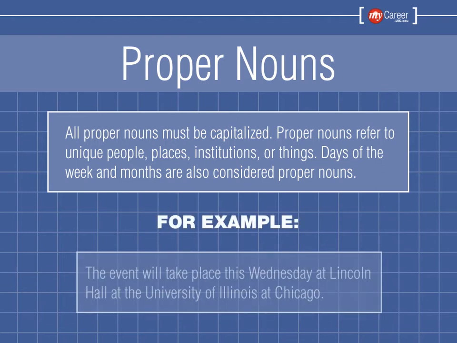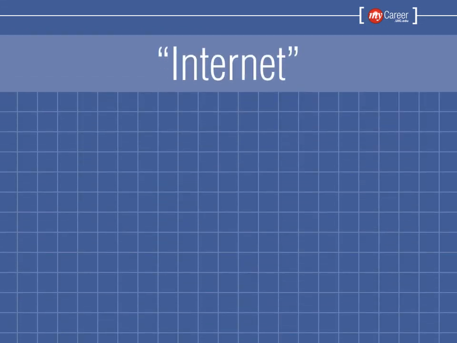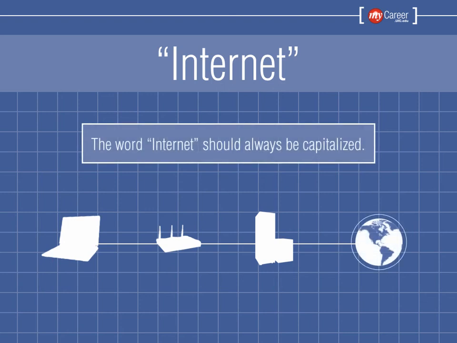For example, in this sentence, Wednesday is capitalized because it is a day of the week. Lincoln Hall is capitalized because it is a unique place, and the University of Illinois at Chicago is capitalized because it is a unique institution. Since it is a proper noun referring to a global system of interconnected networks, the word internet should always be capitalized.